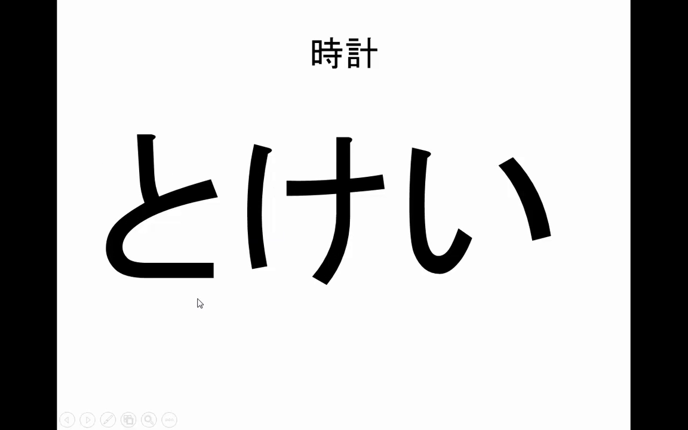Tokei, clock or watch. Yes, so tokei refers to any kind of timepiece. It's a general word for clocks and watches. If you wanted to be specific, ude tokei is a wristwatch. Ude means arm. So you can wear an arm watch, or you can talk about just clocks and watches in general. Okay.